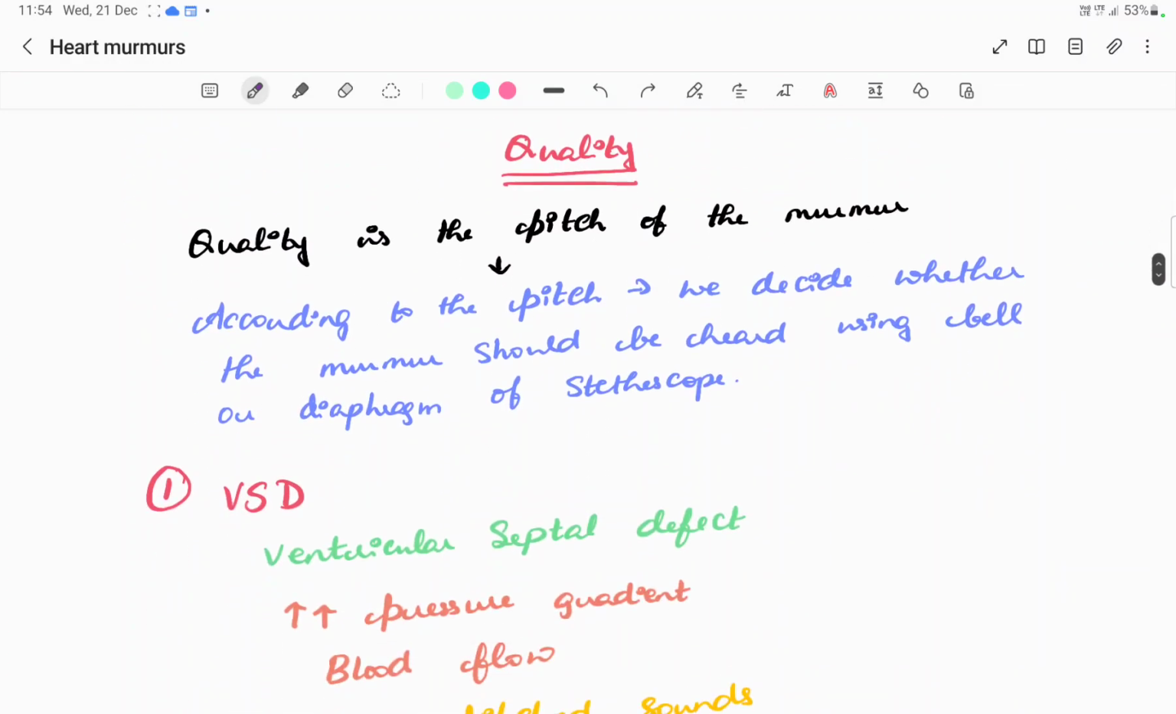Okay, coming to quality. Quality is basically equal to pitch. So why do we need to look for the pitch of the murmur? That is because we need to decide whether it is going to be heard better with the diaphragm of the stethoscope or better with the bell of the stethoscope.